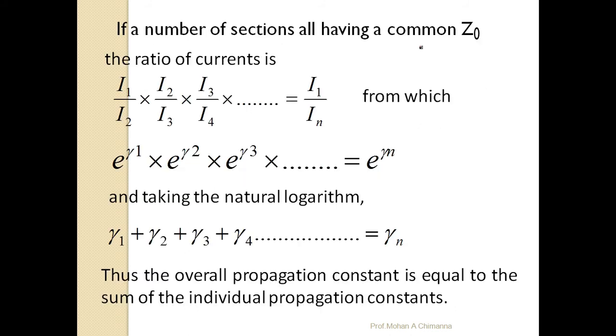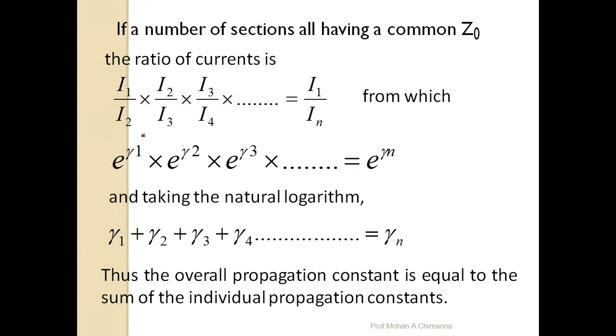So what we do after that, if the number of sections of all common output impedances Z0, is the ratio of the currents I1 upon I2, I2 upon I3, I3 upon I4, and so on. So I1 upon I2 into I2 upon I3 into I3 upon I4, up to the last ratio, from which we have to take the ratio.